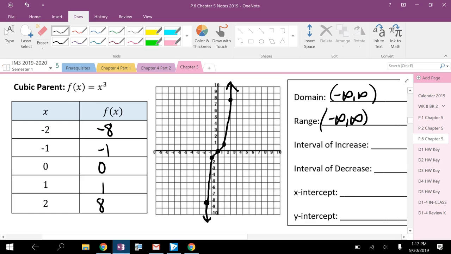Increase. Now, let's talk about this. Watch. You don't have to write this down, but watch this green marker. Tell me if it ever stops increasing. No. So if it's always increasing, what's the interval?